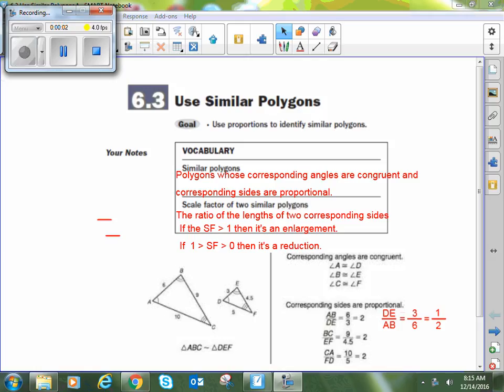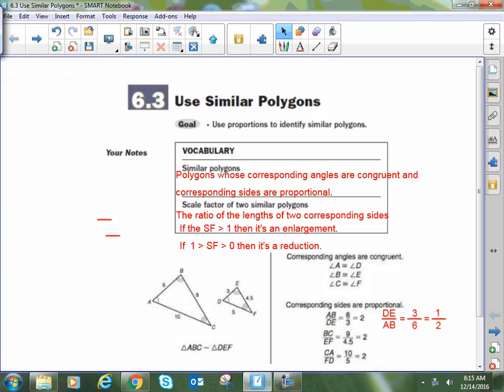All right, everybody. What we're going to be taking a look at today is the idea of similar polygons. We will be taking a look particularly at similar triangles here shortly, but for the time being, we're going to just talk about similarity as it relates to polygons in general. So the definition of what similar polygons are is that all of their corresponding angles have to be congruent and all of their corresponding sides have to be proportional.